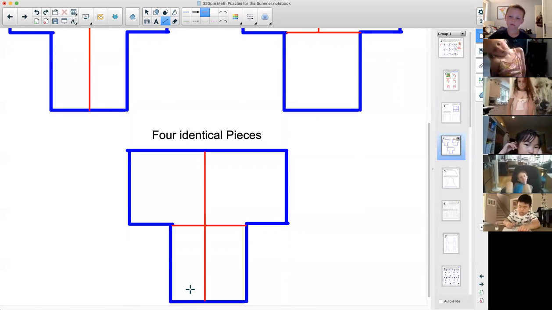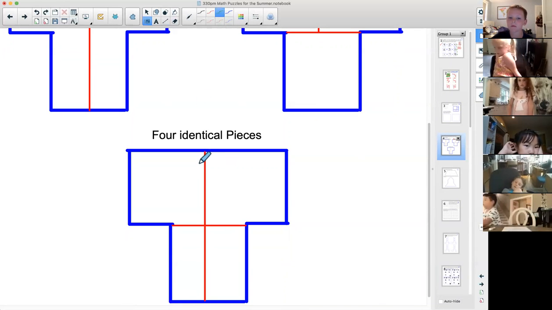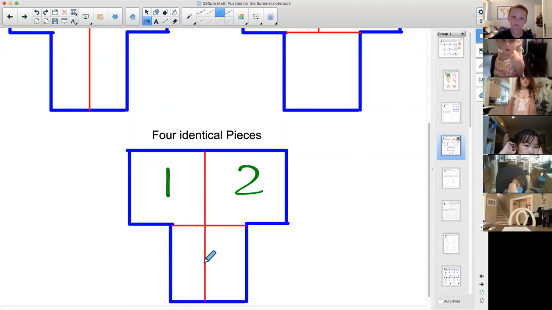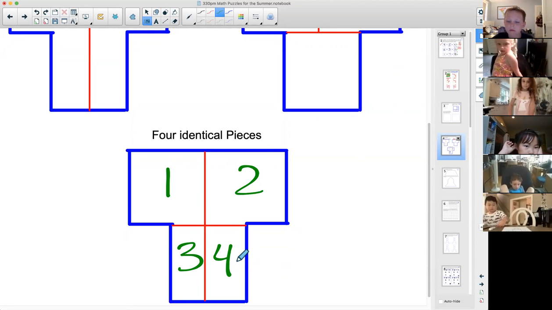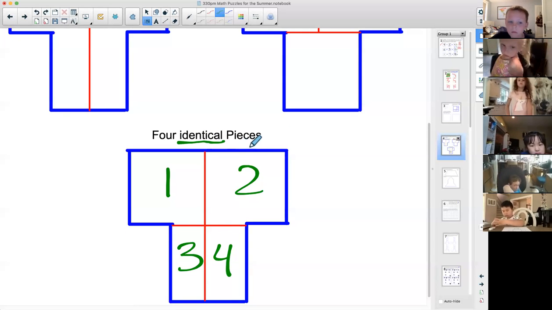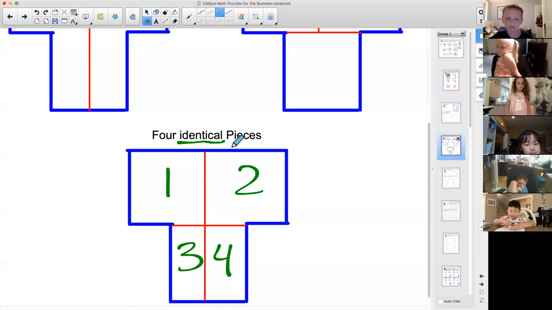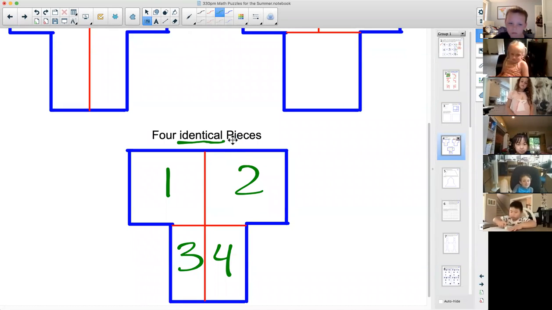Now, I want to count Charlotte's pieces. 1, 2, 3, 4. Now, she did it, but are they identical? Are they the same shape and the same size? What do you guys think? No. No? Okay, I have to tell you, Charlotte, that was absolutely awesome.